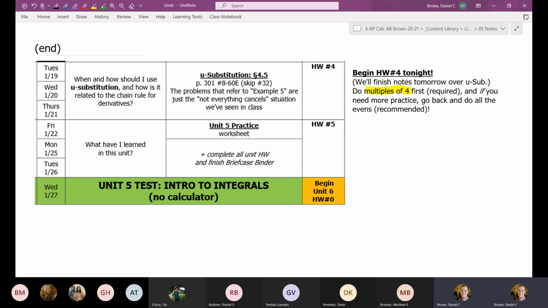I will say there's nothing else intensive that I have to do to review, or to teach, excuse me. The rest of the unit is literally just going to be review and practice to make sure that you are literally experts on U substitution before we move on to the test, and then of course unit 6. If you finish homework 4 early, then you can definitely begin homework 5.